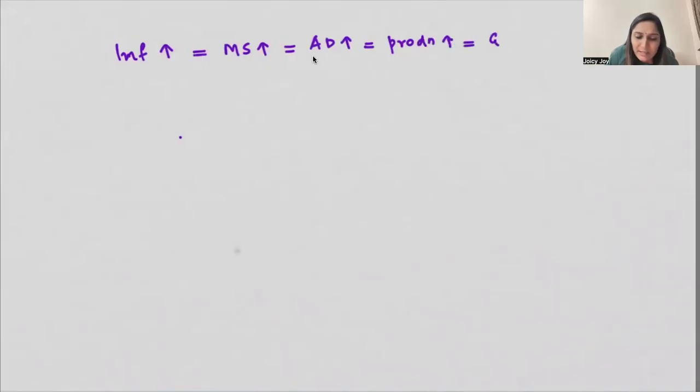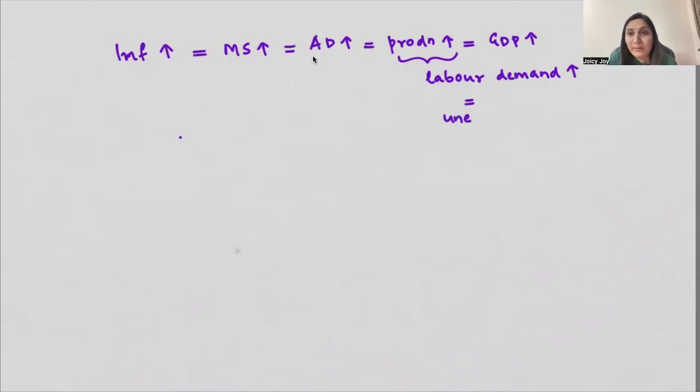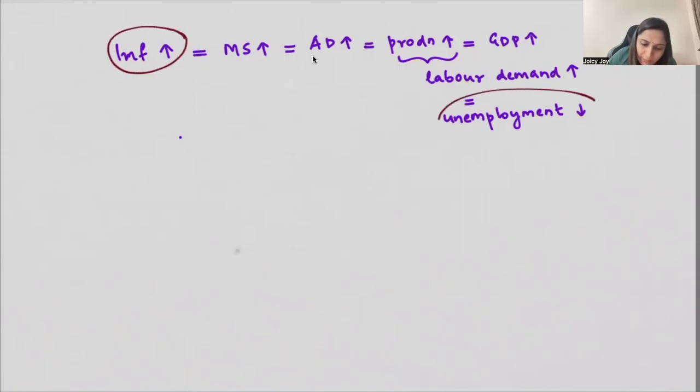And production increases means GDP increases. And in order to sustain or help the production process, there is a need of labor. Okay, labor demand will go up. As the labor demand goes up, more employment is created. Therefore, unemployment rate reduces. This is how Phillips curve draws the negative relationship between inflation and unemployment. When inflation increases, unemployment reduces.